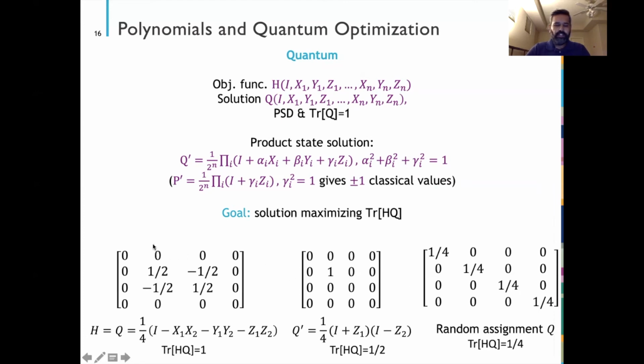Just to drive home an example, as mentioned before, we can look at a quantum polynomial. The best product state solution is just picking this. It gives you an energy of 1/2. And random assignment corresponds to the solution where we put a uniform vector on the diagonal. So the random assignment in this case earns us a 1/4, as previously mentioned.